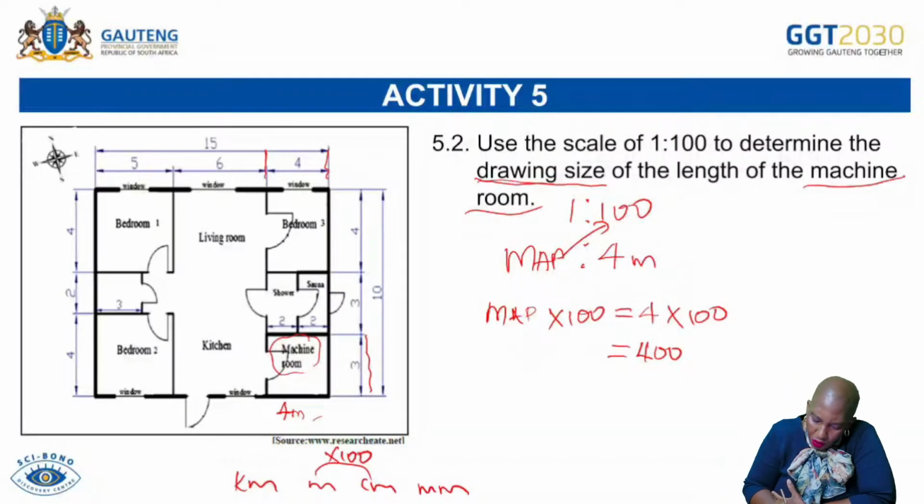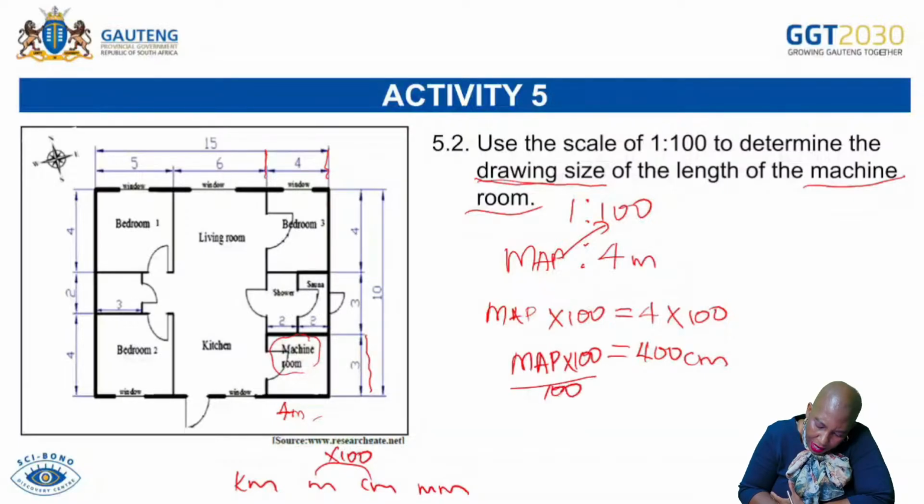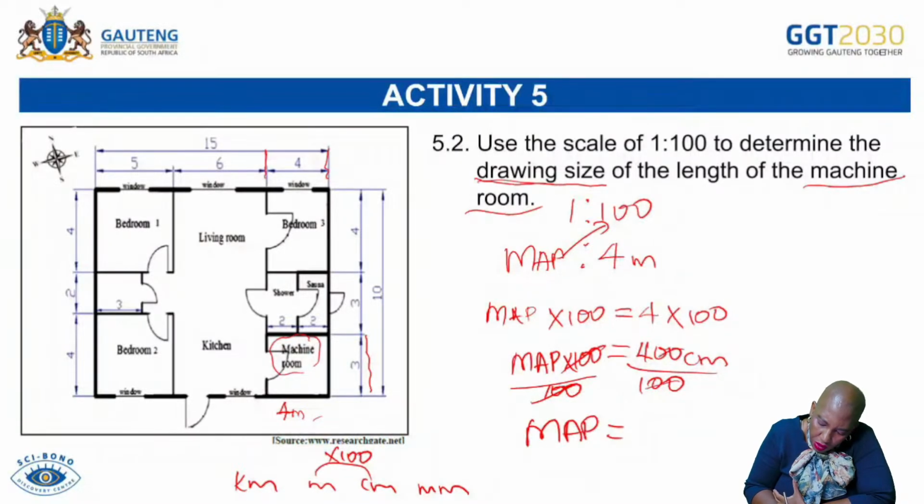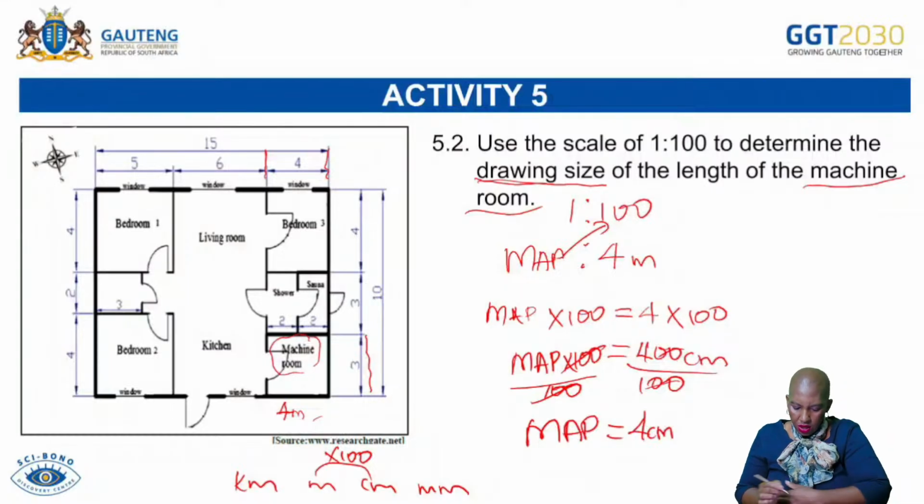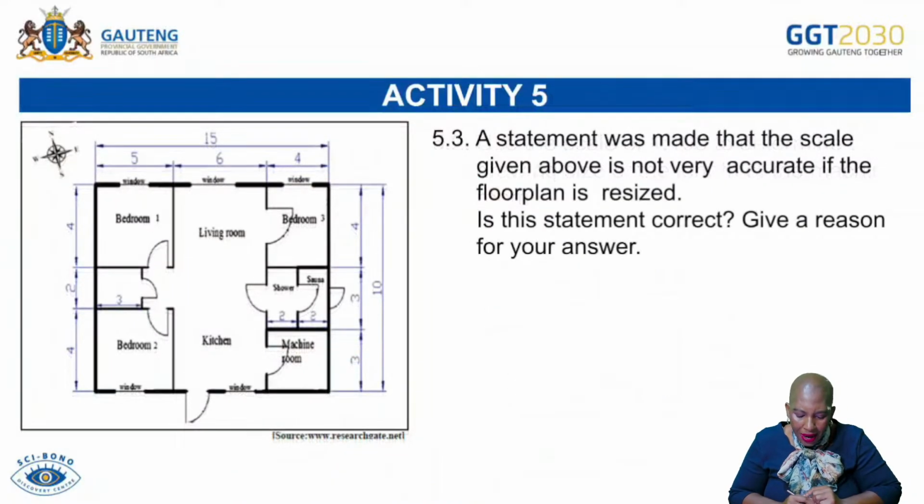400 what? 400 centimeters is equal to the map multiplied by 100. I divide by 100, I divide by 100, and this one will cancel. So the map or the drawing will be 4 centimeters. You see, boys and girls, so easy. I am just applying. It's an application.